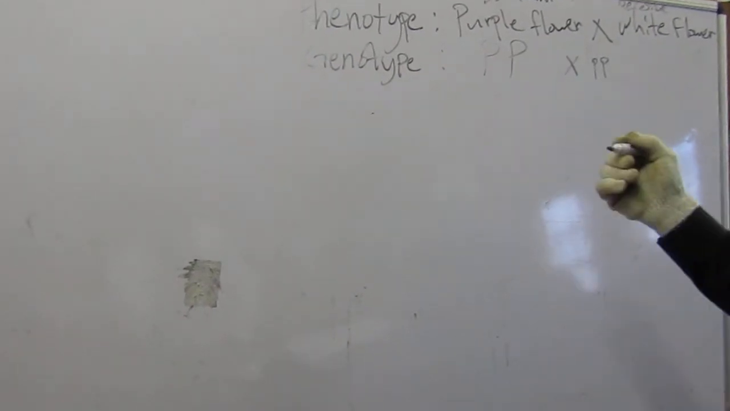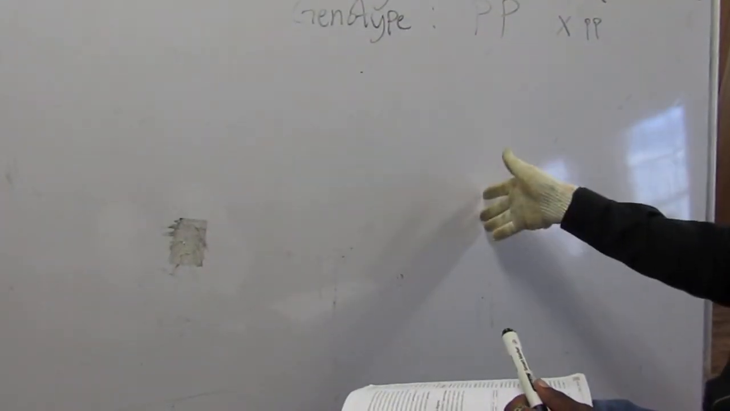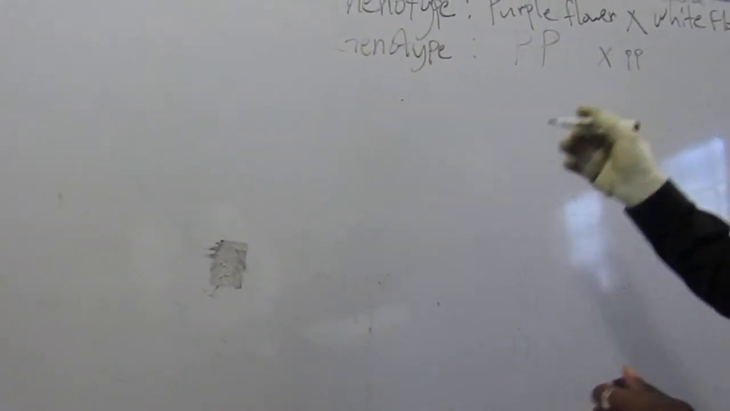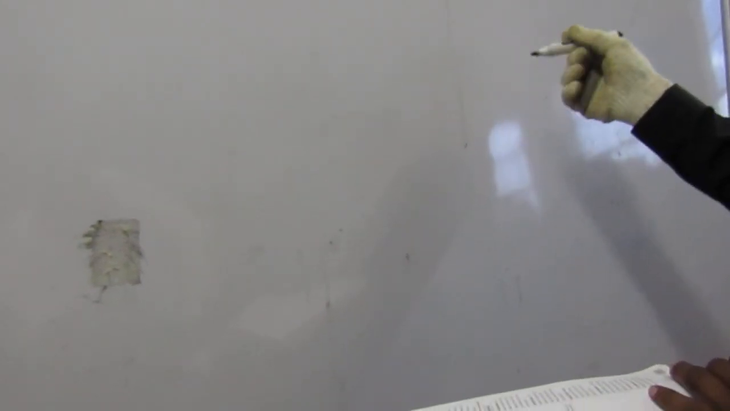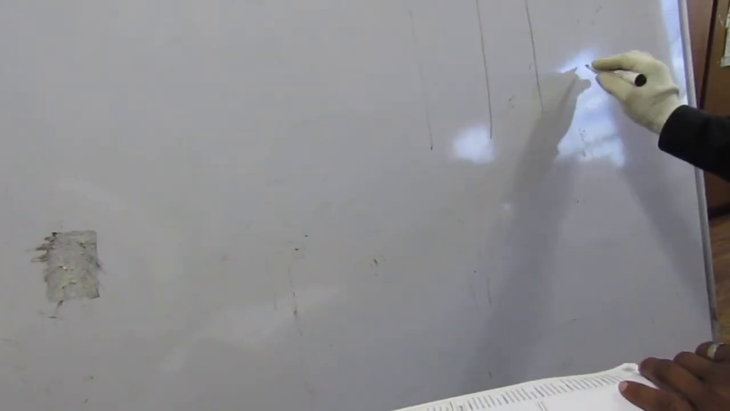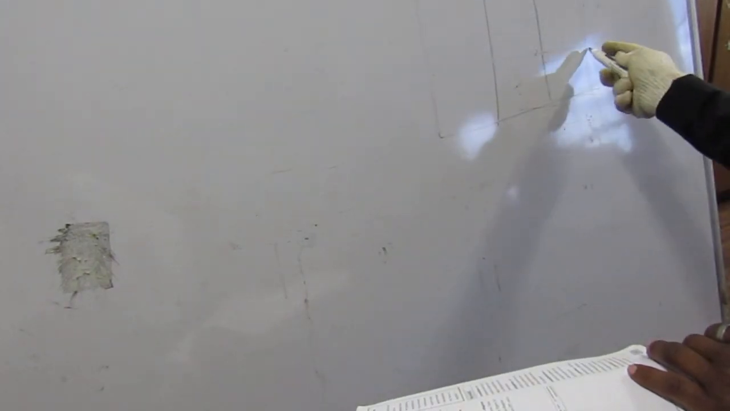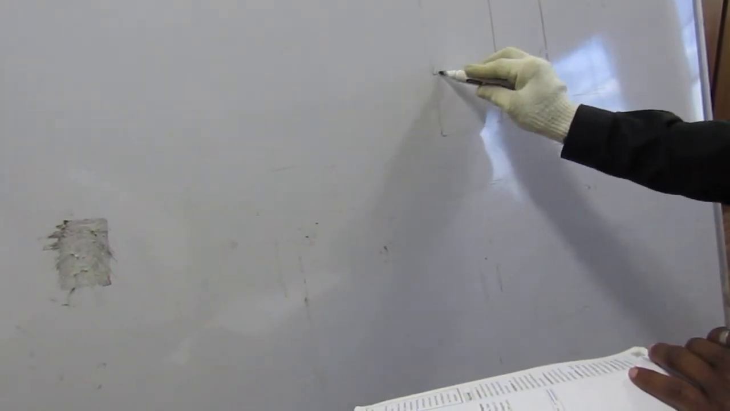Okay, now this is how you draw a punnett square. For a monohybrid, you just draw 4 vertical lines and 4 horizontal lines. This is your first line, so that you won't be wrong or have dirty work. This is your second line, third line, fourth line. These are vertical lines, that is 4. Now let's put the horizontal lines. 1, 2, 3, and that's your 4.